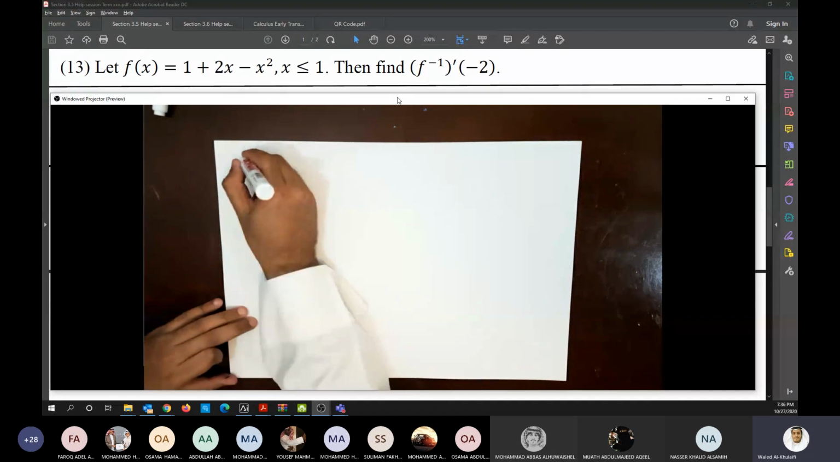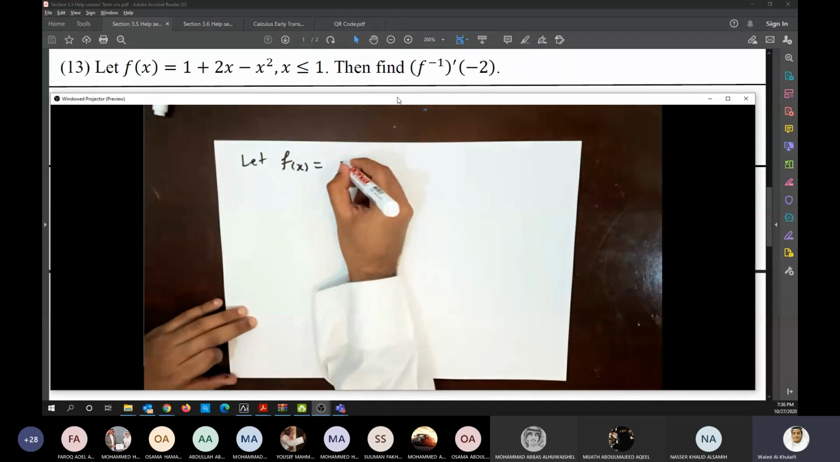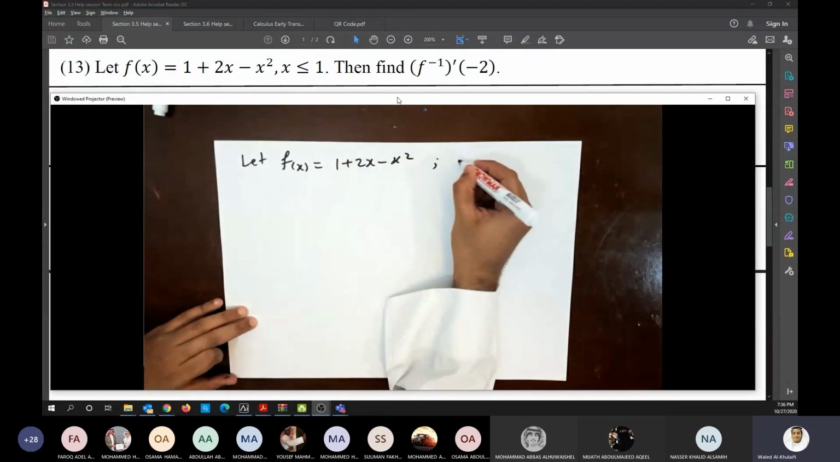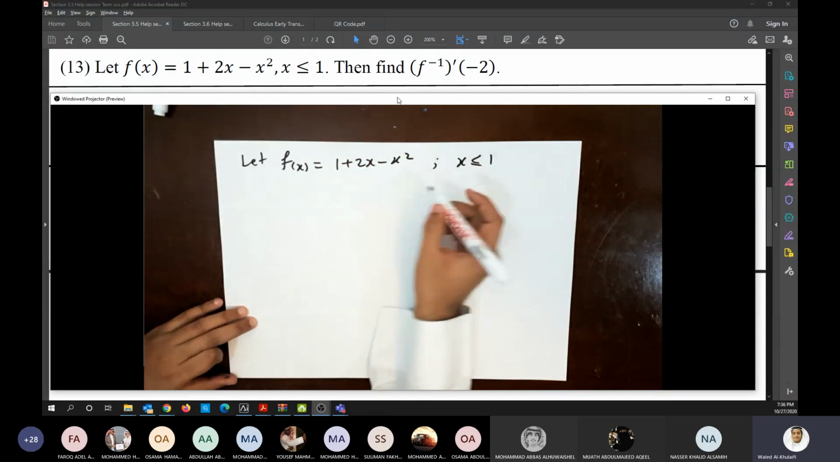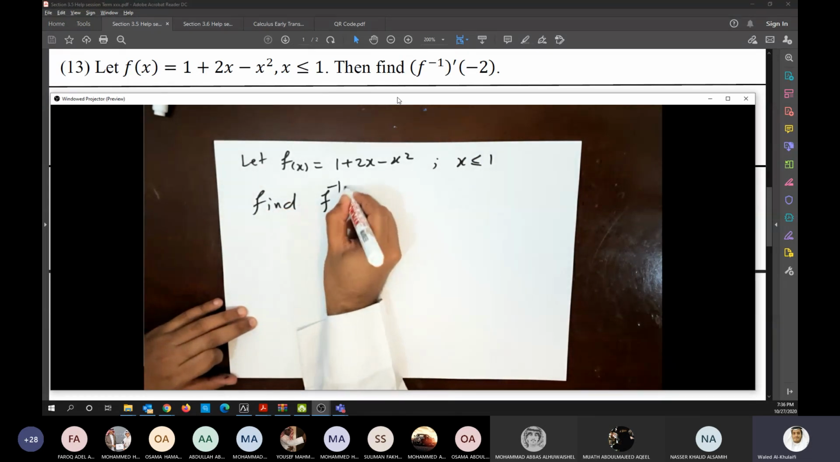Now, he said let f of x equal 1 plus 2x minus x squared, such that x is less than or equal to 1, and he said find this.